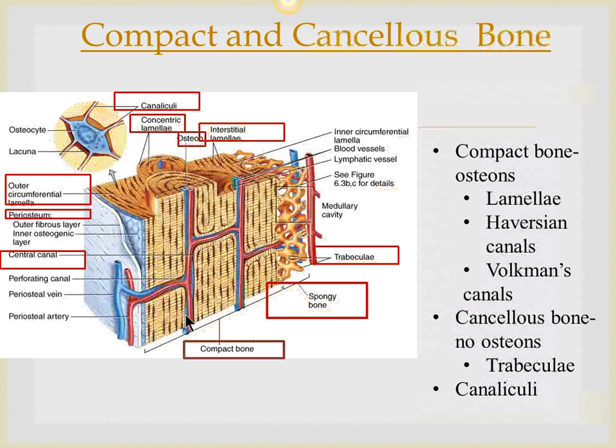So now let's look at compact and cancellous bone in a little bit more detail. When you look at compact bone, I told you it's very dense, so it has a very organized structure to it. Cancellous bone, on the other hand, is networked, so it's not as organized. In compact bone, the functional unit is what is known as an osteon. So the osteon is the functional unit of compact bone.